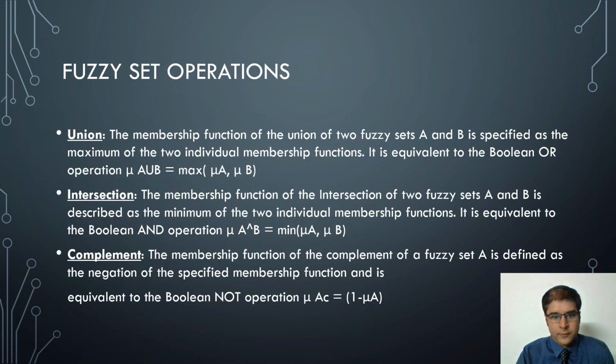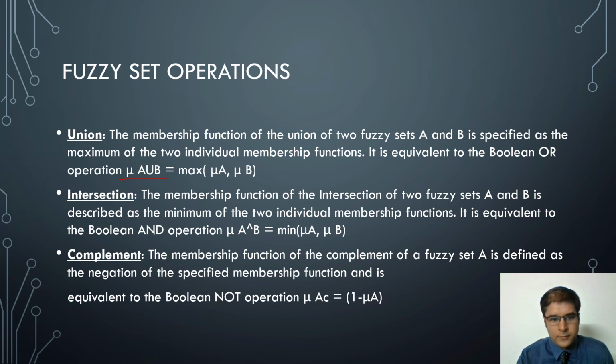Now I will discuss the fuzzy set operations: union, intersection and complement. The membership function of the union of two fuzzy sets A and B is specified as the maximum of the two individuals' membership functions. It is equivalent to the Boolean OR operation.